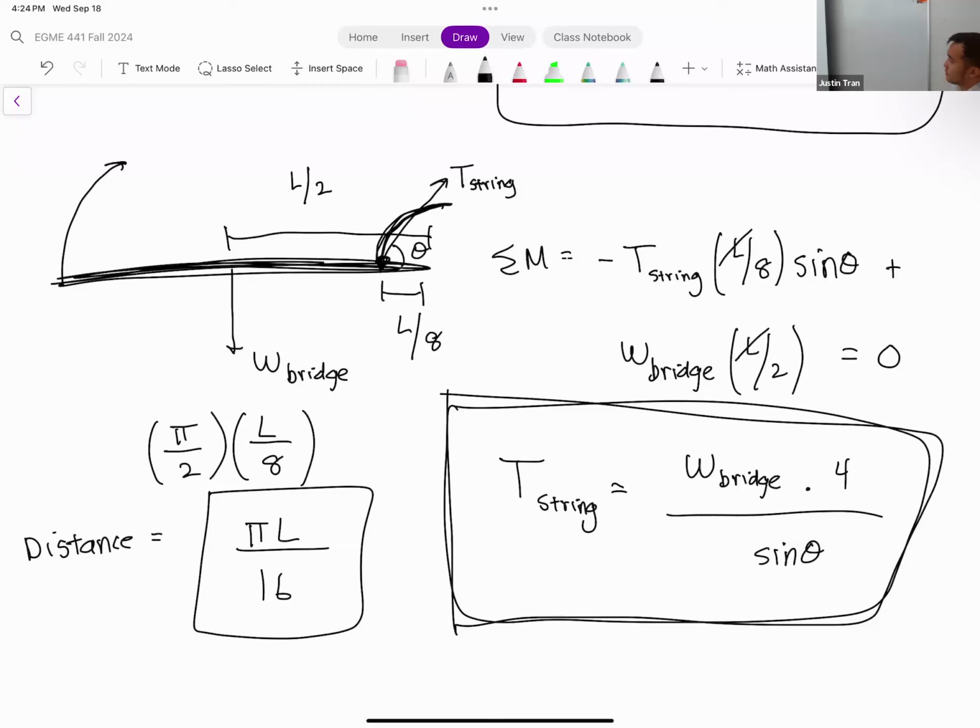And that makes a really big difference, right? If your peasants can only pull the string at a fixed speed, bridge number 2 is going to close much faster than bridge number 1, right?